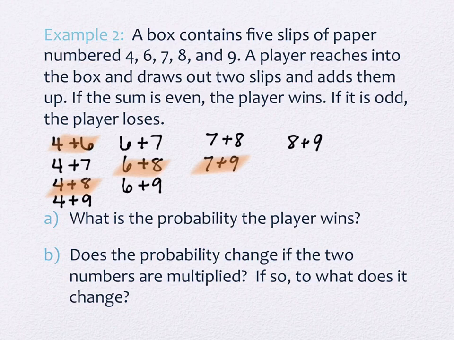Okay, so you're just going to go through, add them up, and identify how many of them give you even numbers. And the reason I'm choosing even is because it says if the sum is even, the player wins. So how many of them have even answers? Well, how many of them are highlighted in yellow or orange? 4. Out of how many possibilities total? 10. And then 4 out of 10 can reduce to 2 out of 5.